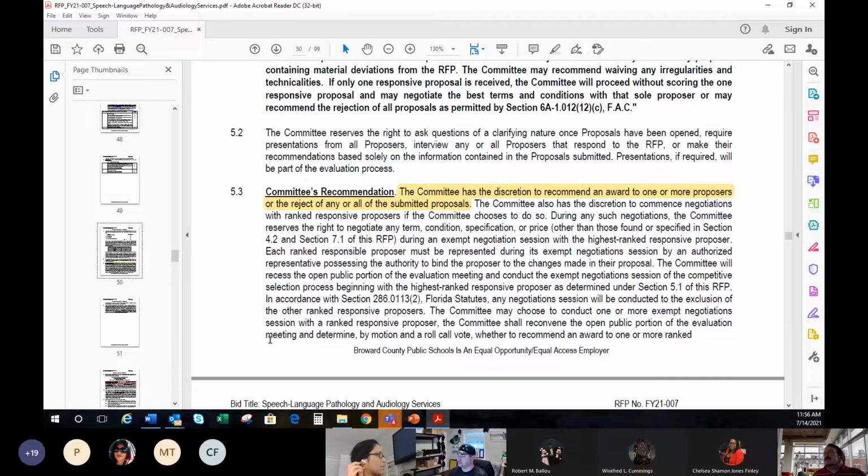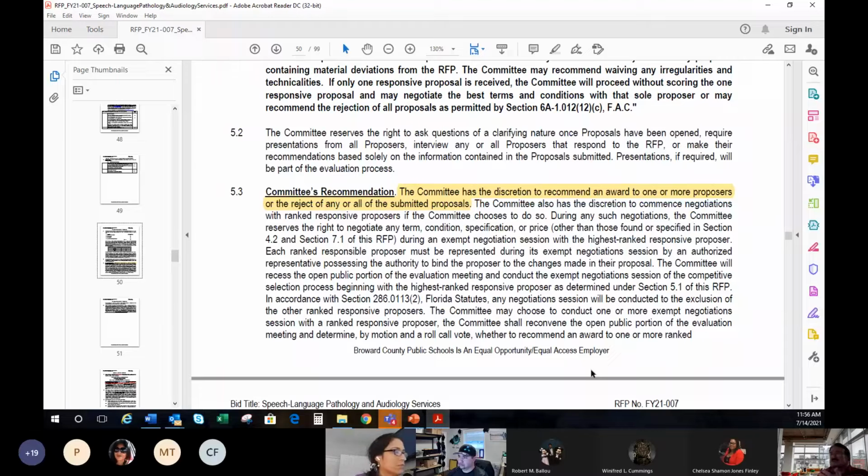The committee also has the discretion to commence negotiations with ranked responsive proposers if the committee so chooses to do so. So the committee really has such flexibility in awarding this contract. What they can do is go through negotiations with one or more proposers and determine from that who they would recommend for award. During any such negotiations, the committee reserves the right to negotiate any term.